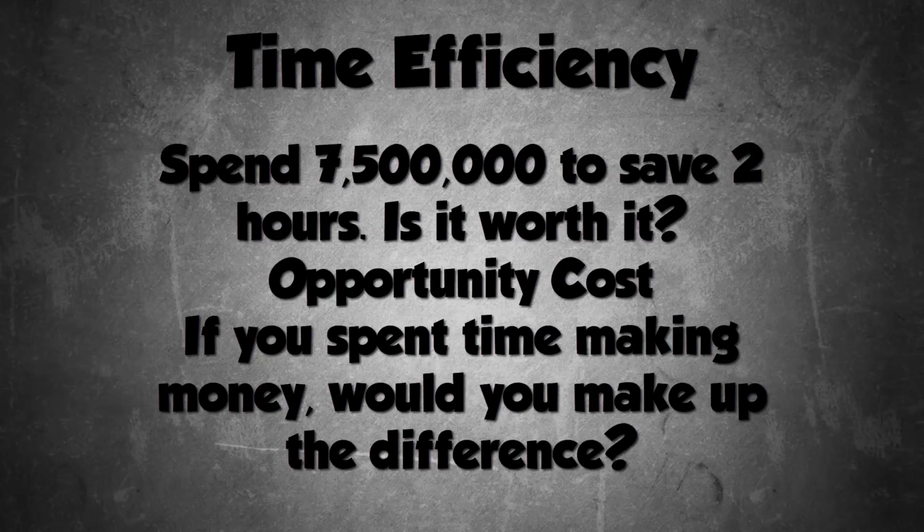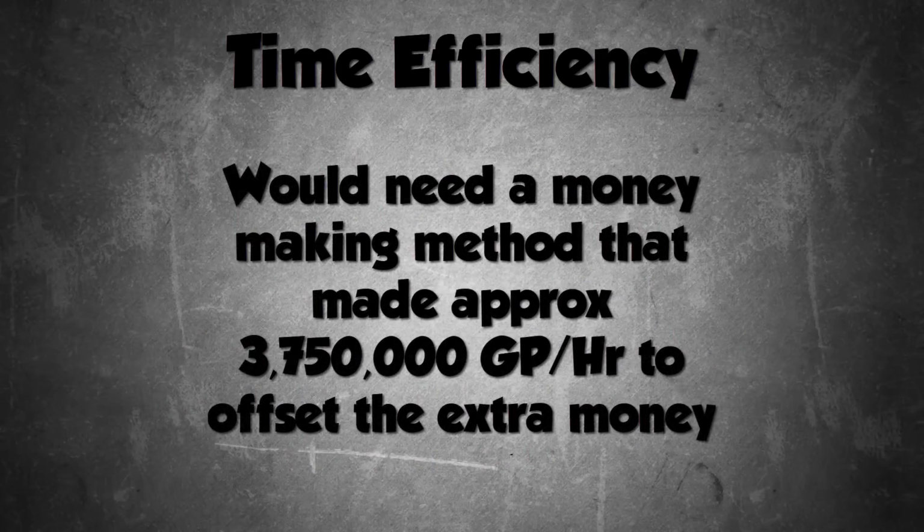So the way you can think about this from a very rational, very concrete standpoint is if you spent the same amount of time, so the extra 2 hours that you saved by doing Mahogany tables, and you spent that time making money, would you be able to make 7.5 million and still have time left over? That's what you really need to be thinking about here. Basically, from a rational standpoint, you need a money-making method that made over 3,750,000 GP an hour to offset the extra money that you're spending by doing Mahogany tables.